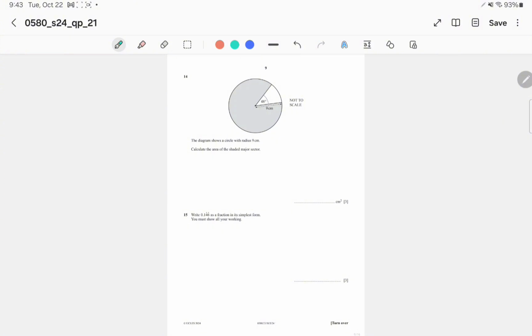Next question, 14th question. You have to find the area of the shaded region, this part alone. So for that we have to calculate the inner angle. So how will you find the inner angle? This angle we have to calculate. So the total angle for a circle is 360 degrees. So 360 minus 48, how much will we get? Around 312 degrees. This is 312 degrees.